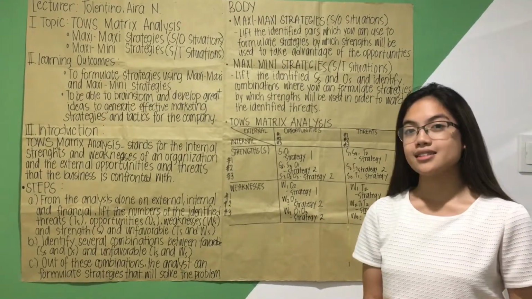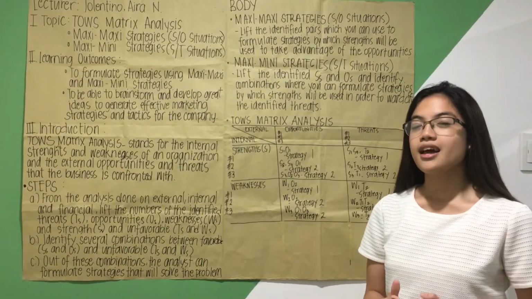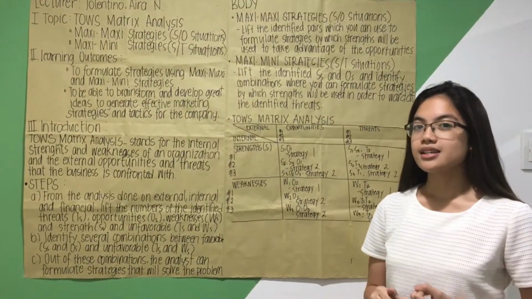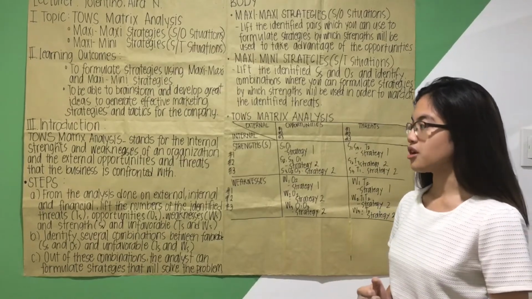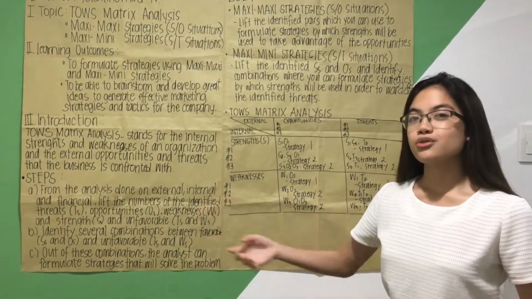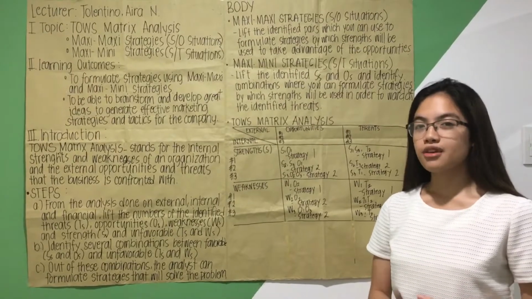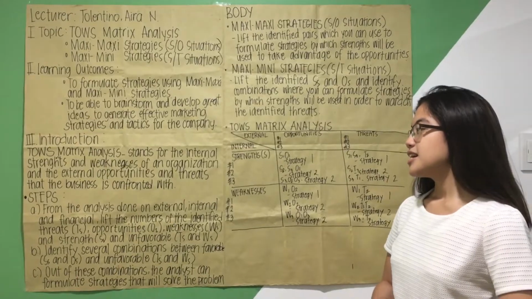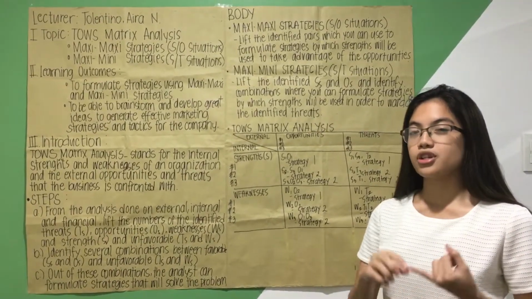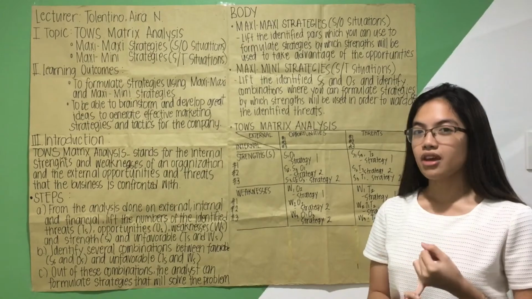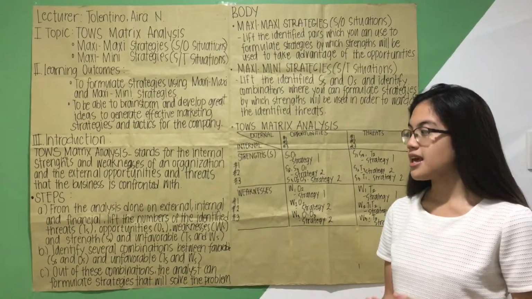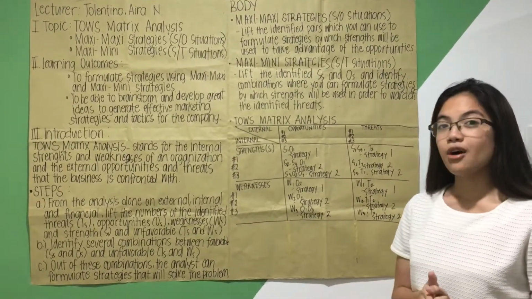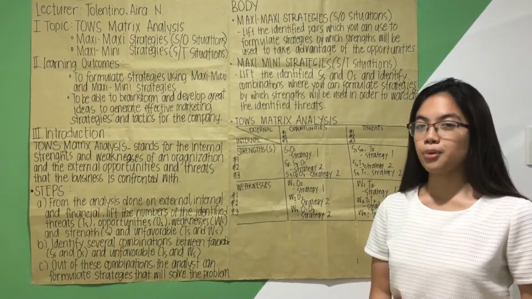First, from the analysis done on the external, internal, and financial, list the numbers of the identified strengths, weaknesses, opportunities, and threats, those favorable and those unfavorable. Here, convert those favorable into strengths and unfavorable into weaknesses. Next, identify the several combinations between the favorable, which are the strengths and opportunities, and the unfavorable, which are the threats and weaknesses. And lastly, out of those combinations, we can now formulate strategies to help solve the problem.